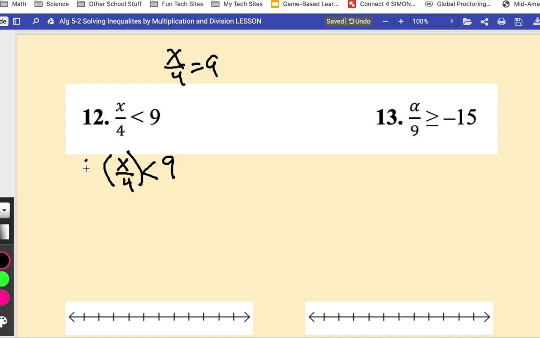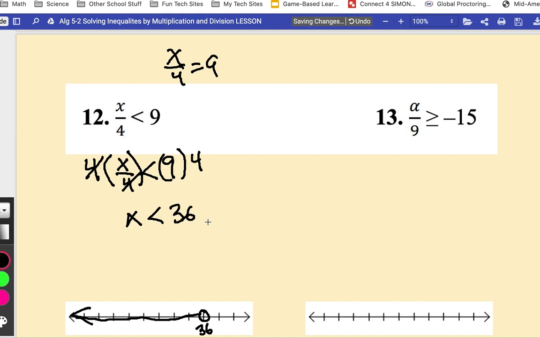So we're going to take this side and multiply it by 4, and take this side and multiply it by 4. When we do that, these 4's cancel out because you get 4x over 4, and 4 divided by 4 is 1, and that's what we want to happen. And you get x is less than 36, which means that if we have 36 right here, you draw an open dot, and you take this, bring it down, and that would be your answer there.